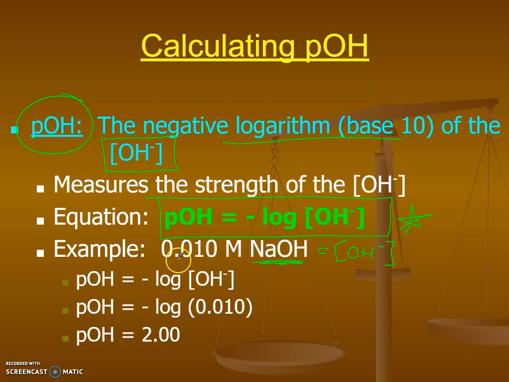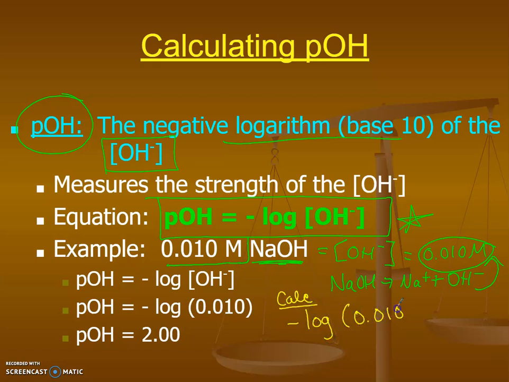This is a strong base, so 0.01 molar is the concentration of your hydroxide ions, because NaOH breaks up into Na+ and OH- ions. So this is going to be that concentration. And when you plug it into the calculator, make sure you put it in correctly. Negative log, and then 0.010, equals, and you should get 2.